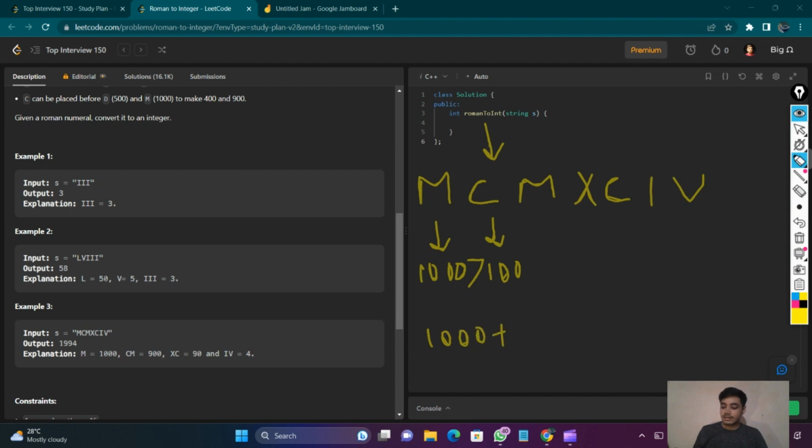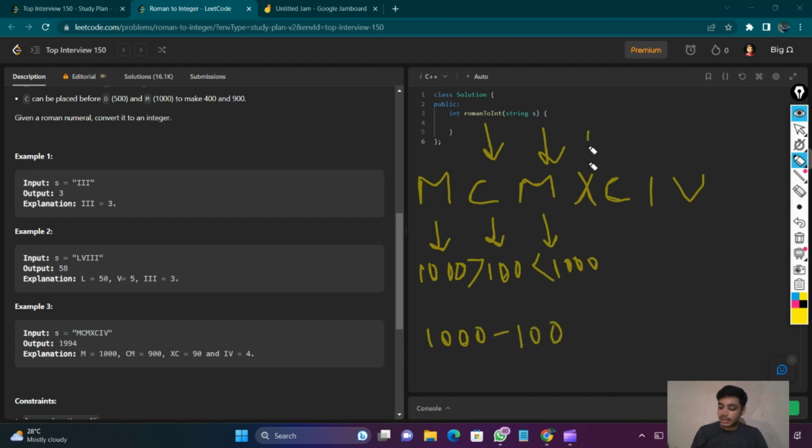Now we move to the next index. You will see there is M, and the value of M is 1000. Now here the sequence or order changes. That means this is greater and the previous one is lower. So what we have done in the previous scenarios, we have to subtract it. So instead of adding, we have to subtract it. So we are doing minus 100.